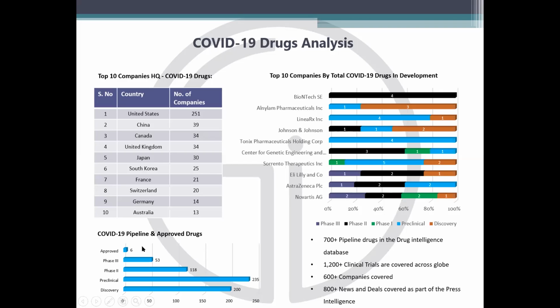If you look at the stage-wise split, approved therapies are 6, phase 3 we have 53 drugs, phase 2 we have 118 drugs, preclinical 235, and discovery 200 drugs. Also, we cover 700 plus pipeline drugs, more than 1200 clinical trials, 600 plus companies, and 800 plus news and deals as part of our intelligence platform.